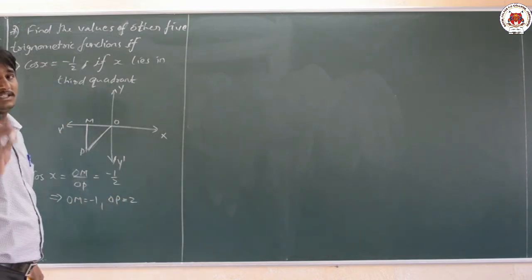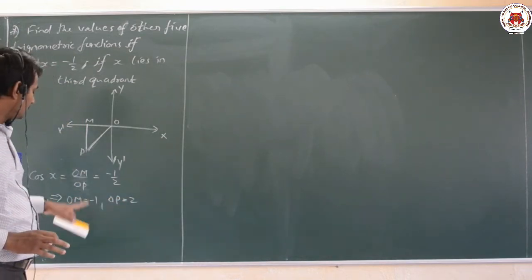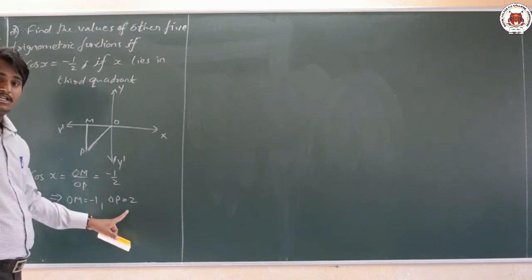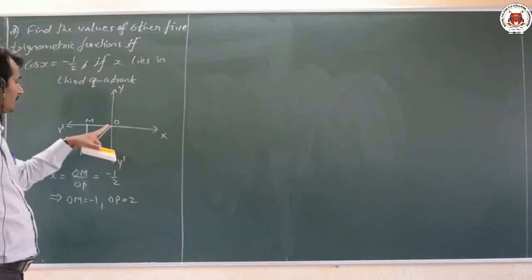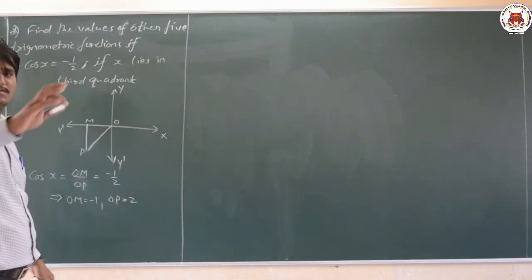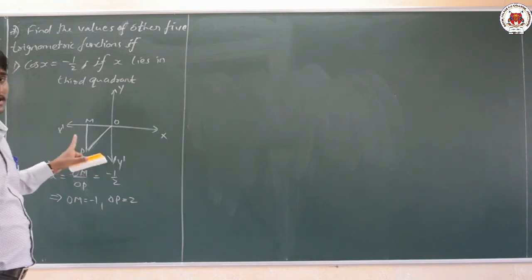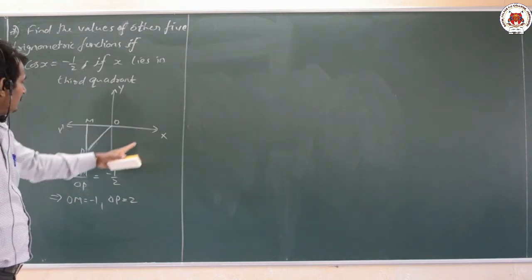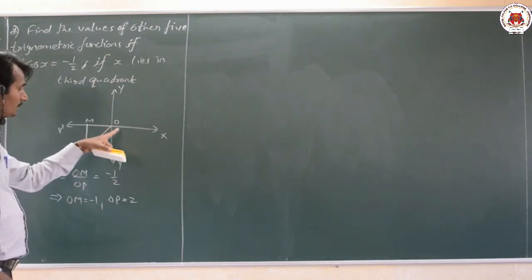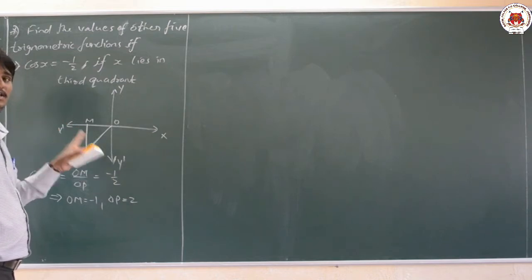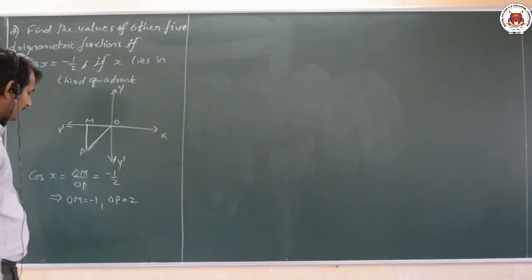And remember one thing: here OP value will always be 2. You should not write minus 2. Why? Because this value is always positive. Why? Because it is a unit circle, a circle of radius 1 unit, and OP you can consider as the radius only. That is the hypotenuse value.